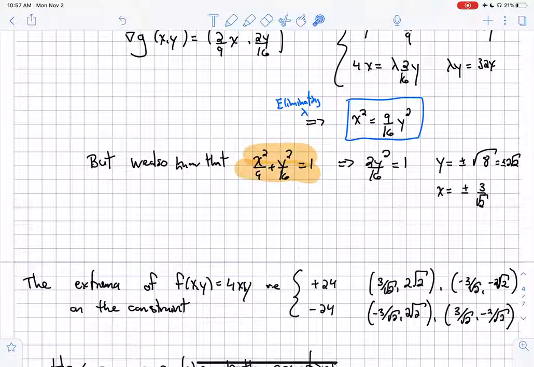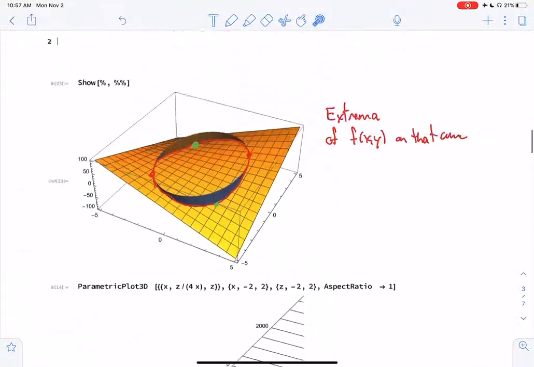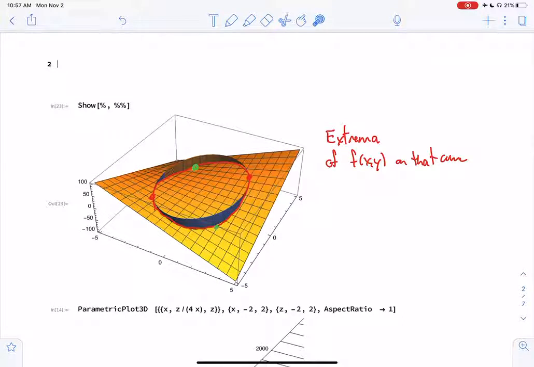Okay? So this is consistent with the picture we had here. Always make sure that everything is consistent. That's true in this class, that's true in every class, that's true in every job. All right? So we have two maxima up and two minima down.